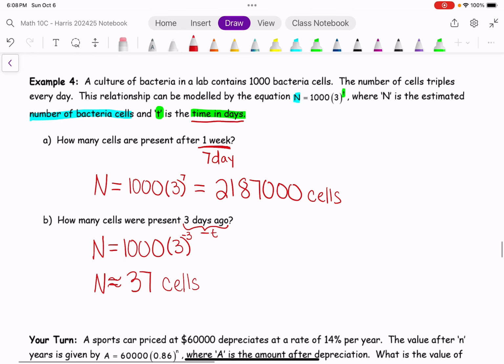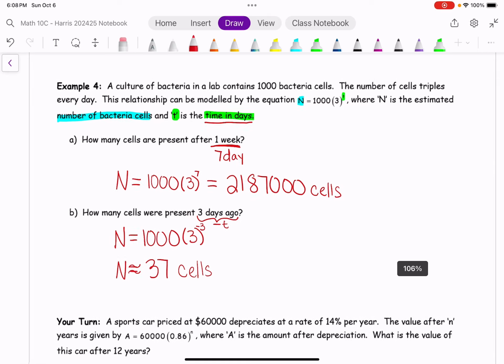When it comes to a quiz or a test or something like that, you just have to make sure you're paying attention to the wording. It doesn't want to know how many there are going to be after a certain amount of time, which is at 7 days, or is it going to be past tense, where I need to take a negative approach to that one.